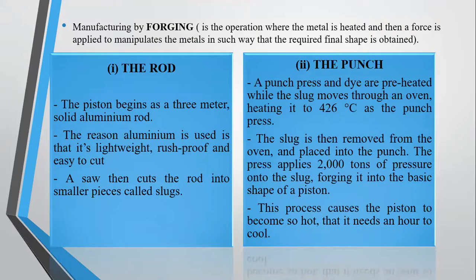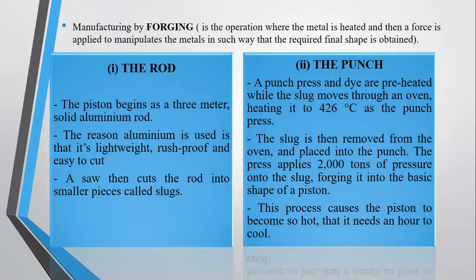Forging is the operation where the metal is heated and then a force is applied to manipulate the metal in such a way that the required final shape is obtained. The first one is the rod. The piston begins as a 3-meter solid aluminum rod. Aluminum is used because it is lightweight, rust-proof, and easy to cut. A saw then cuts the rod into smaller pieces called slabs.